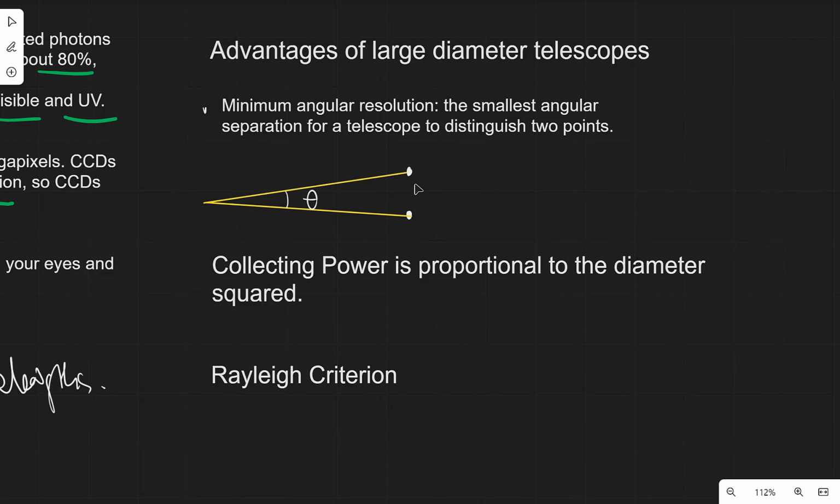Additionally, we need to know that the collecting power, think of a telescope as a light bucket, is proportional to the diameter squared. This is because typically, especially for spherical ones, you can think of this part of the telescope as a circle, and of course the surface area of this is equal to pi d over 2 squared. So this is where this really comes from.